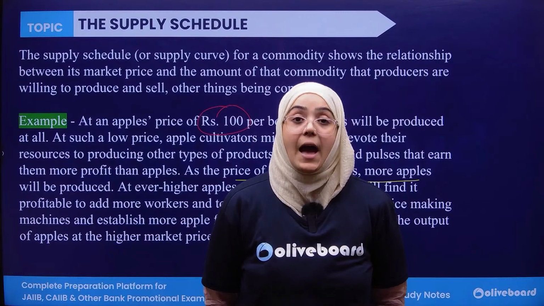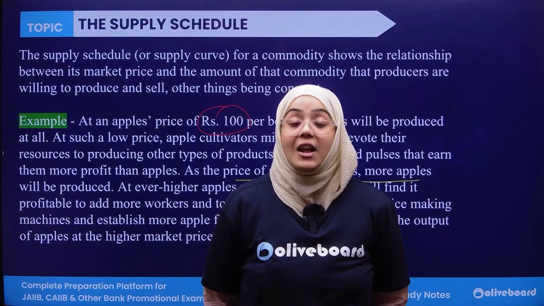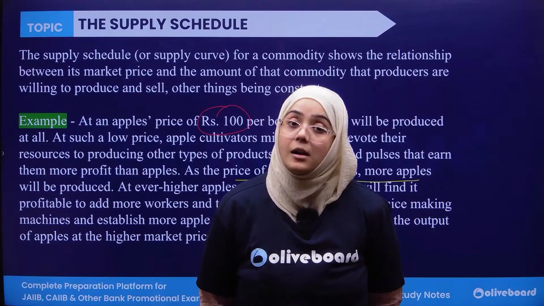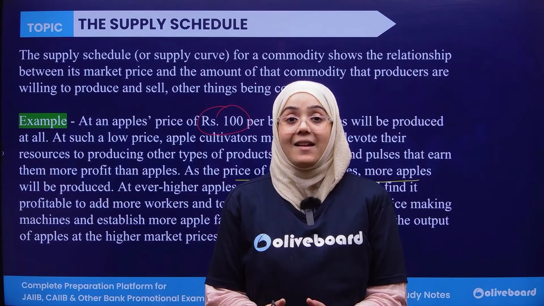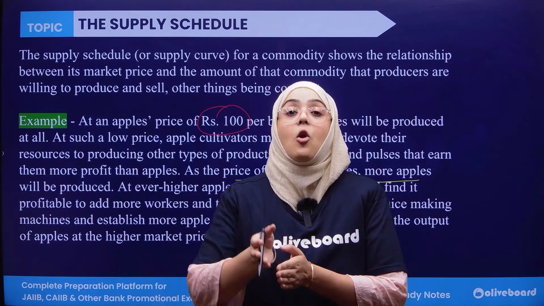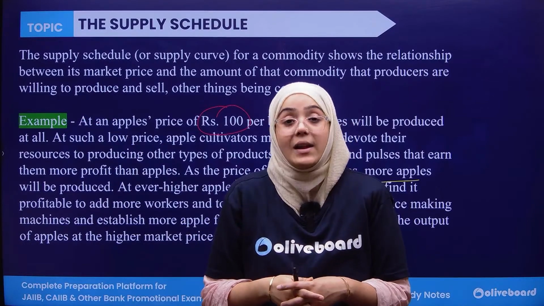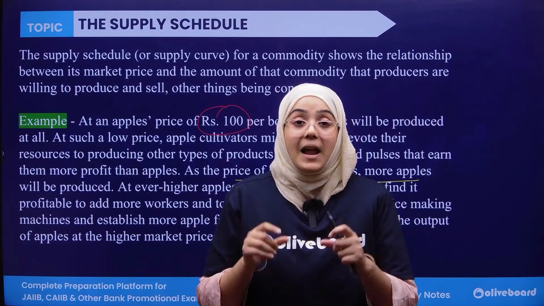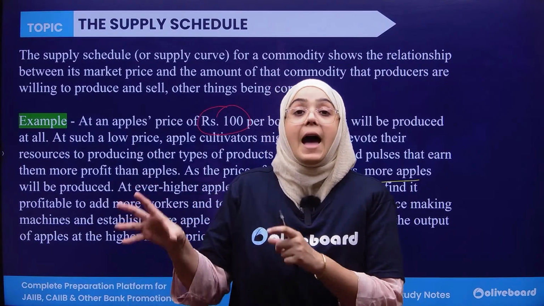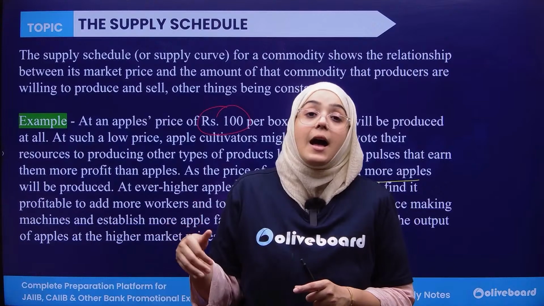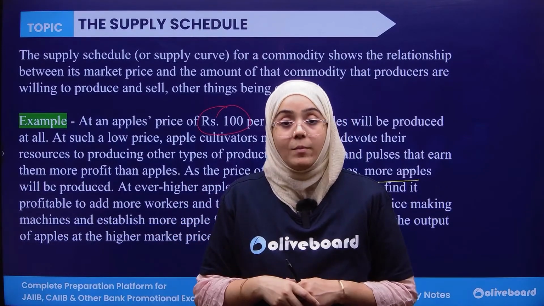But as the price of the apple goes up, for example, to 500 rupees per kg, the producers are willing to sell more and more apples at the higher price. Why? Because they want to earn profit. So the law of supply says that as the price of a commodity increases, the quantity supplied for that product increases, and vice versa. Suppliers are willing to supply more and more product at a higher market price. Why? Because they will earn more and more profit from it.